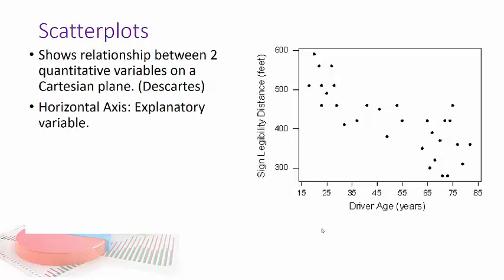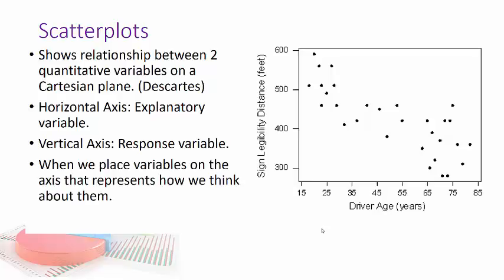Now, on the horizontal axis, you have the explanatory variable. Usually that's if this behaves this way, and then we have our response variable on the vertical axis, and then you get the other thing. All right? When we place variables on the axis, that represents how we think about them. We might end up placing them incorrectly, so how we place them really doesn't determine causation. We still need to do our experiments to determine causation. And by the way, each point on the scatter plot represents a data point.